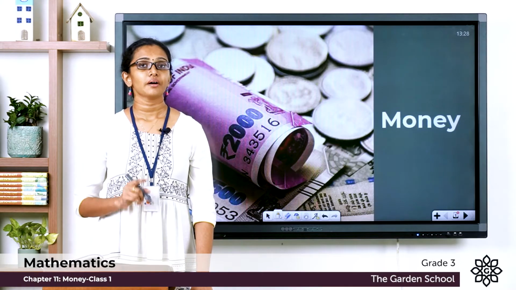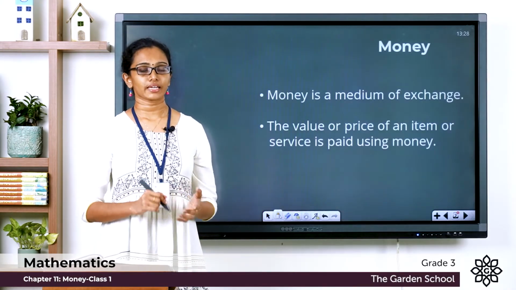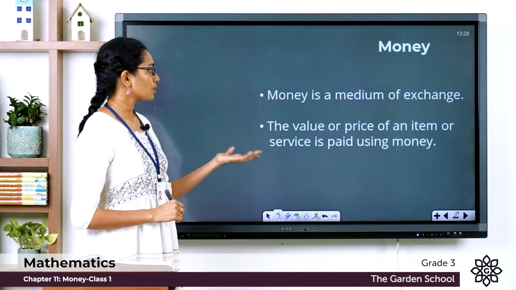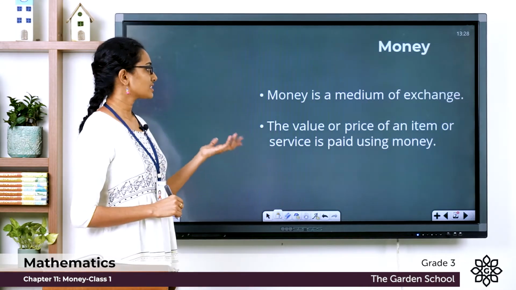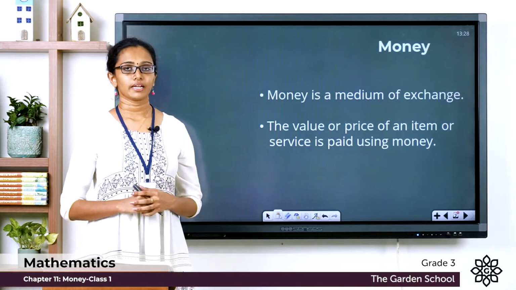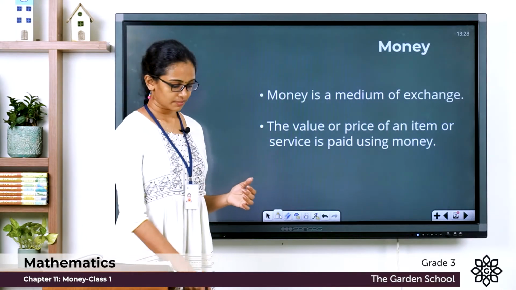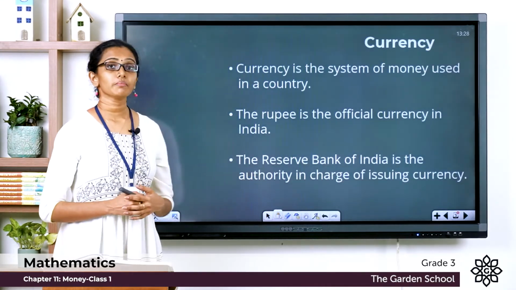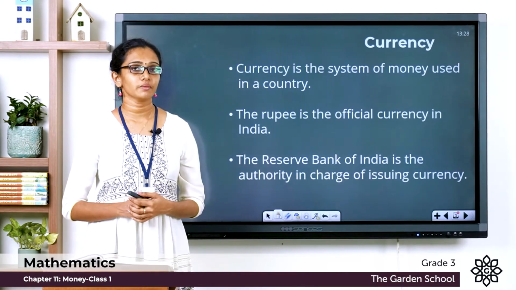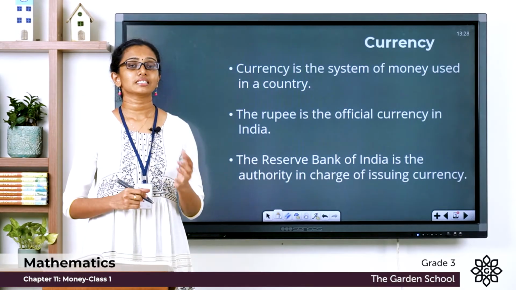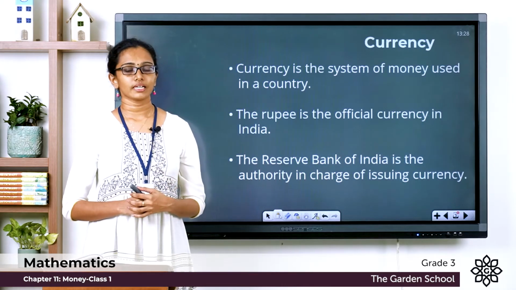So, we can say money is a medium of exchange. The value or price of an item or service is paid using money. And money can include notes and coins. See, what do you mean by currency? You might have heard this word before. Currency means the system of money used within a country.